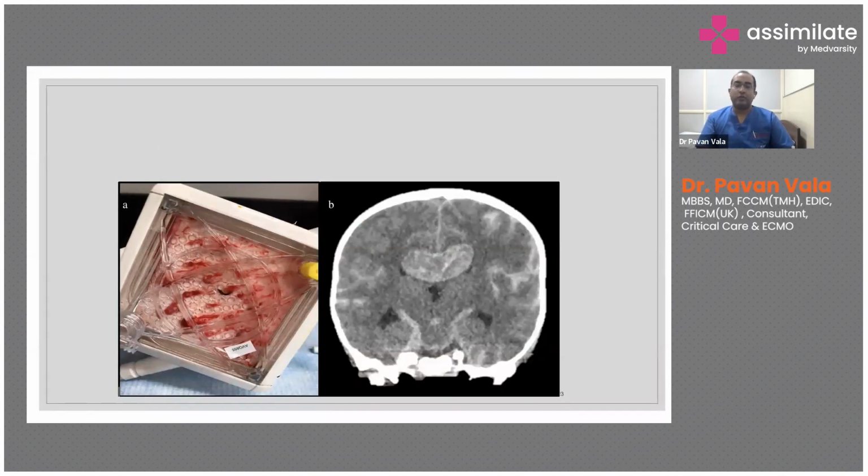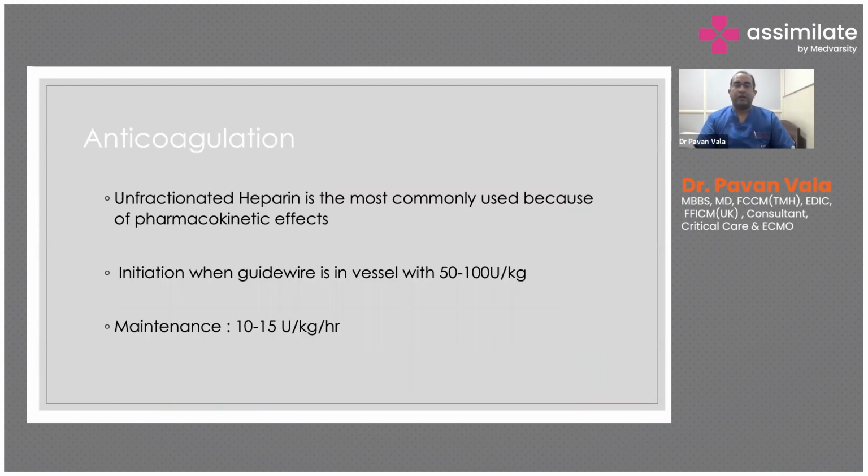Essentially, these are the two extremes of what happens. Either you have a prothrombotic patient where the filter completely clots out with blood clots in it, or you over-anticoagulate the patient and the patient has an intracranial bleed. We don't want either of these two, and we have to achieve a balance between both of them. Now, normally we use unfractionated heparin because it has a very short half-life and we have a lot of experience with it. Initially, once you puncture the vessel and the guide wire goes in, you give a bolus of 50 to 100 units per kilo. And then you give a maintenance dose of 10 to 15 units per kilo per hour.